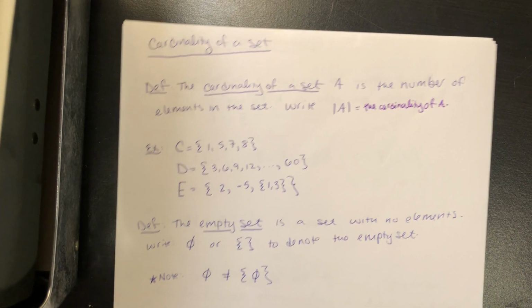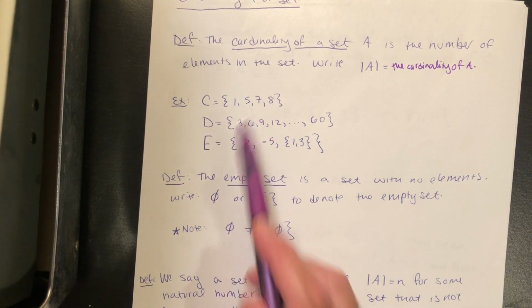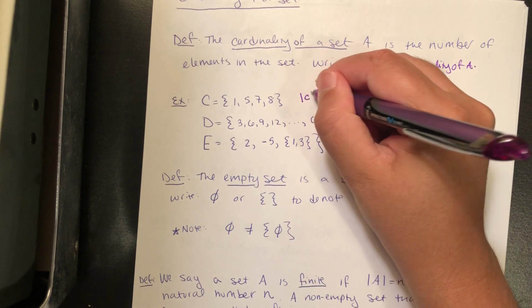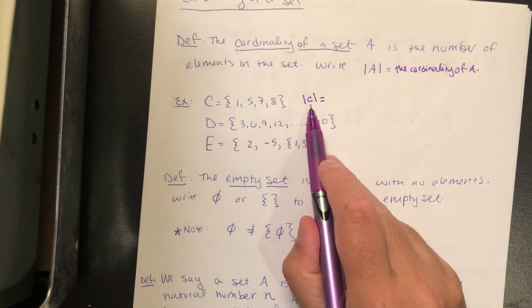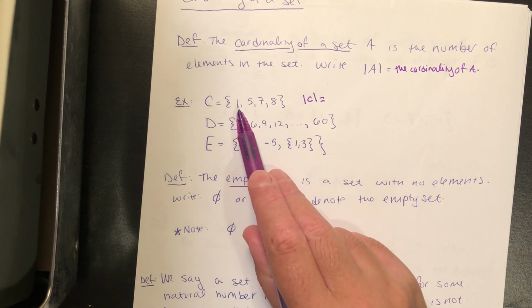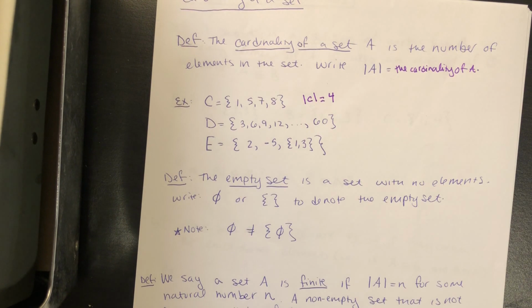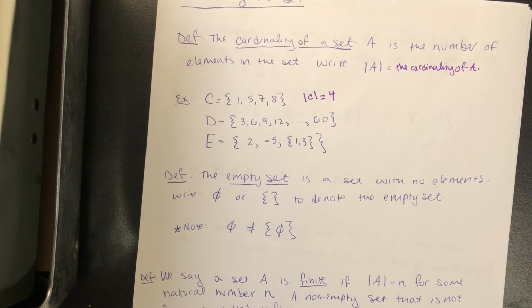All right, so let's do a few examples here. So C is the set 1, 5, 7, and 8. Well, what's the cardinality of that set? Remember this notation, you put absolute value bars around the set itself. The cardinality of the set is just the number of elements. There's 1, 2, 3, 4 elements here. So the cardinality of C would be 4. All right, what about the set D? We have 3, 6, 9, 12, all the way up to 60.